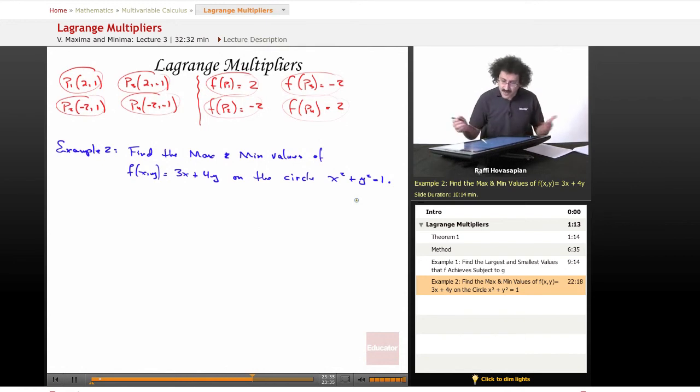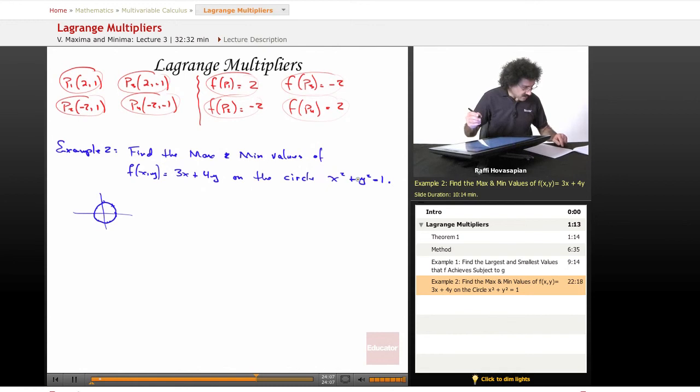Okay, so find the max and min values of this function on the circle x squared plus y squared equals 1. All this means is that this function 3x plus 4y is defined for the entire plane, but we want to constrain it, and we want to find the maximum and minimum values on this circle. So somewhere, some point on this circle is going to maximize this function, and some point on this circle is going to minimize this function. So f subject to the constraint g. Okay.